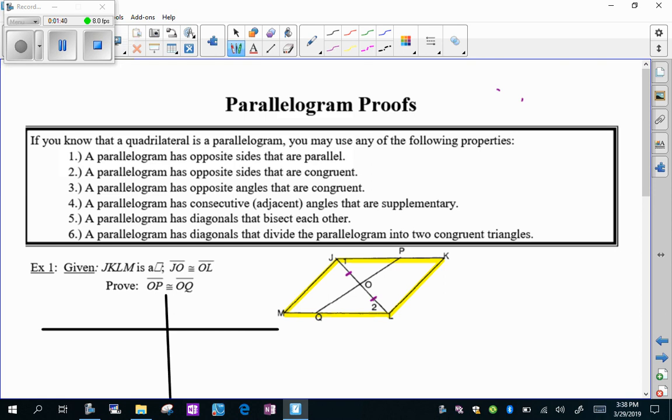I have to prove that OP, this segment here, is congruent to OQ. Now, something that should pop out at me is that I can prove that those two segments are congruent if I prove, and go back to my highlighter, that these two triangles are congruent. That's one, and then that's the other.